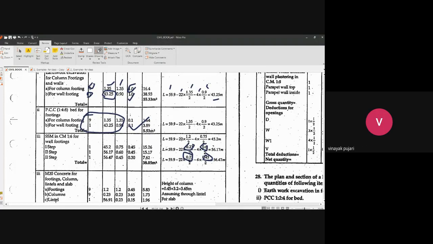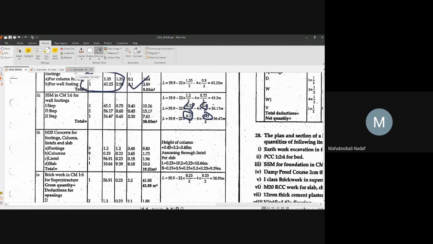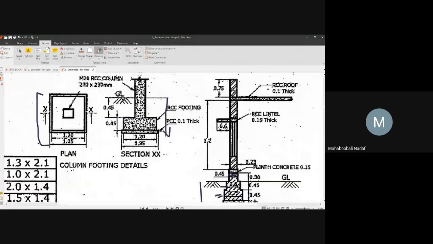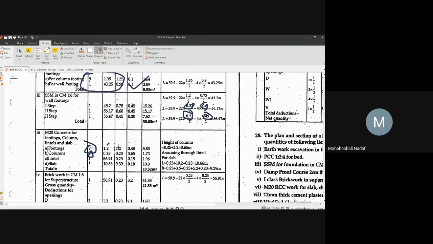Okay. Now for M20 concrete, how many footings? 9 footings, 9 columns. So what is the footing size for M20? Footing dimensions: 1.2 by 1.2 by 0.45. Correct? For column, it is 0.23 by 0.23 by the total height of the column.